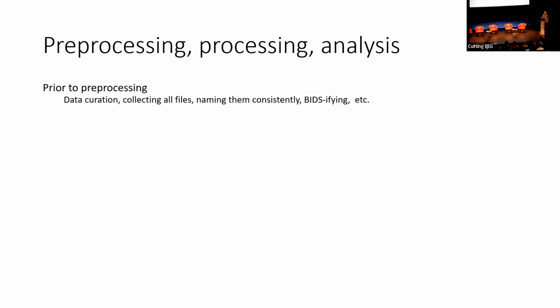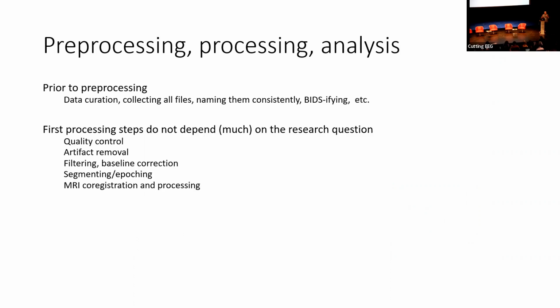So if we have acquired our data and if we have organized it in a clear fashion, we start with pre-processing. Prior to pre-processing, we do some data curation. We figure out which subjects fulfill the criteria and which data we want to keep. And we collect all the files, we name them consistently, we bitsify it, and then we do the first processing steps. And these first processing steps are not so much dependent on the research question. There's the quality control, artifact removal, filtering, baseline correction, etc. There's also the pre-processing of anatomical MRIs.